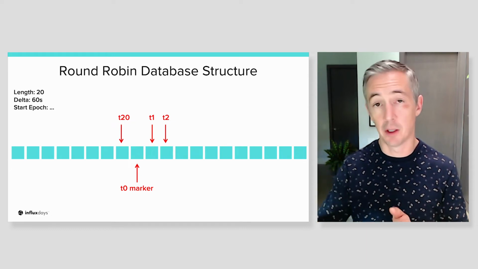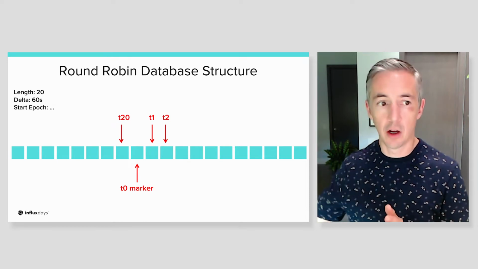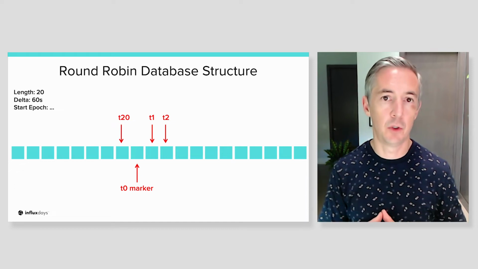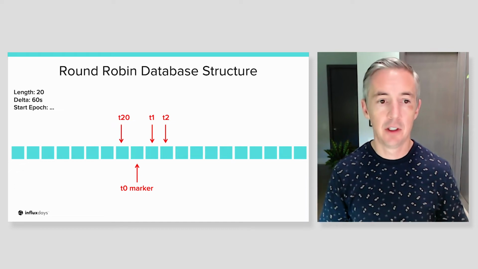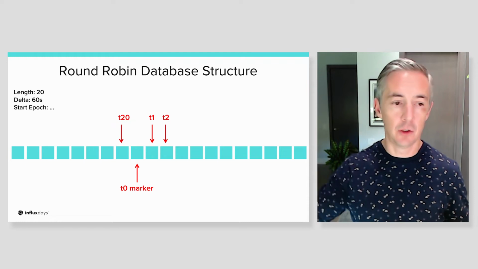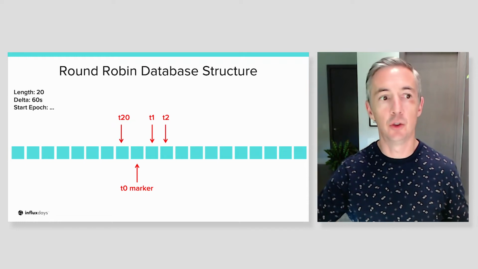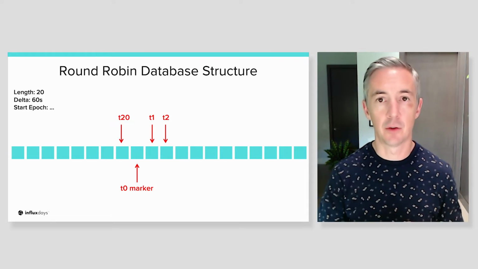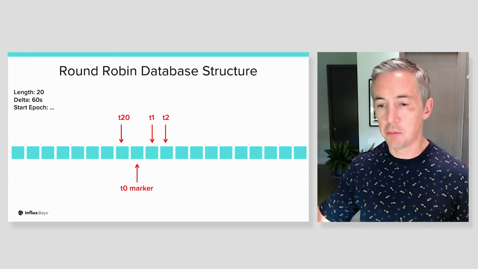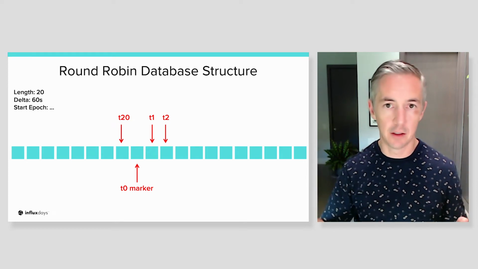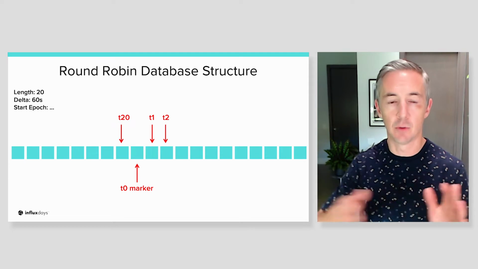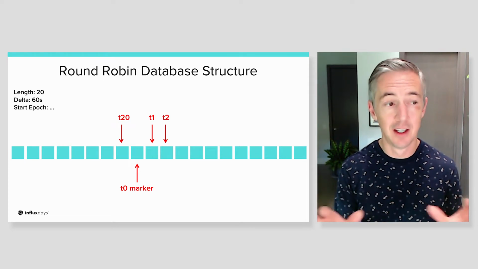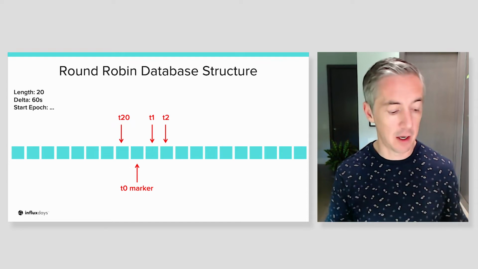T2 is start epoch plus 120 seconds, and so on until you reach T20. So how this works when you actually write data into the database is you write the value into the spot you want, and you move the T0 marker and the start epoch. Essentially, with each passing minute, you take a new measurement, write it into the database, and just keep filling this in. So it's a fixed size in terms of the size of the database itself. And again, this is just for a single time series.